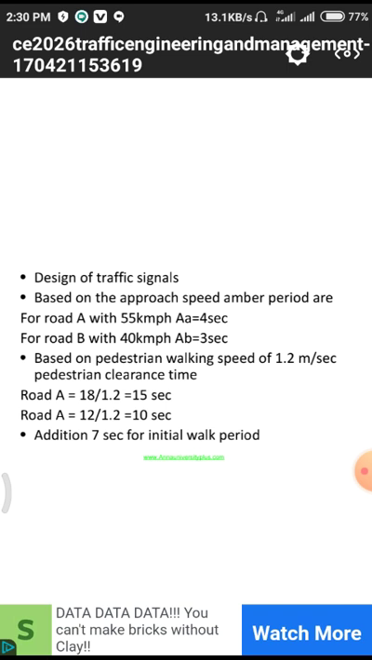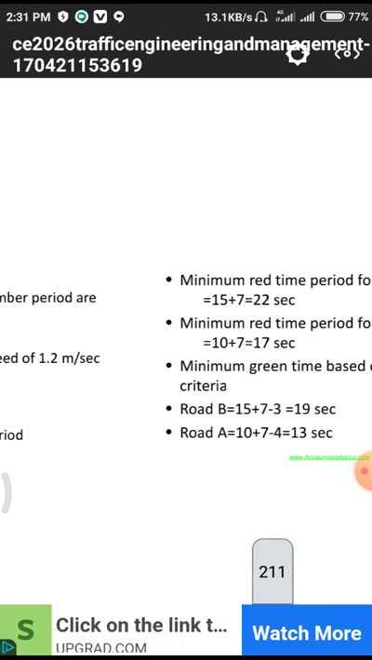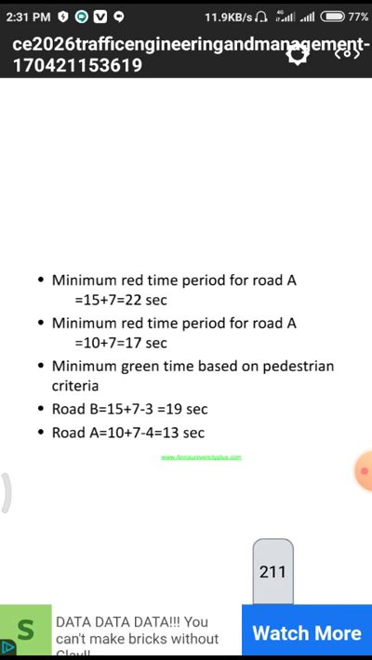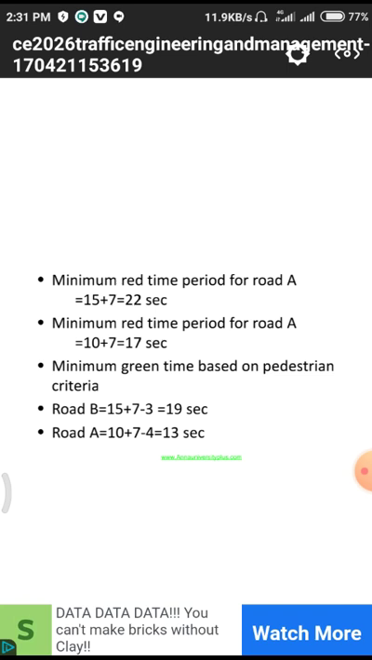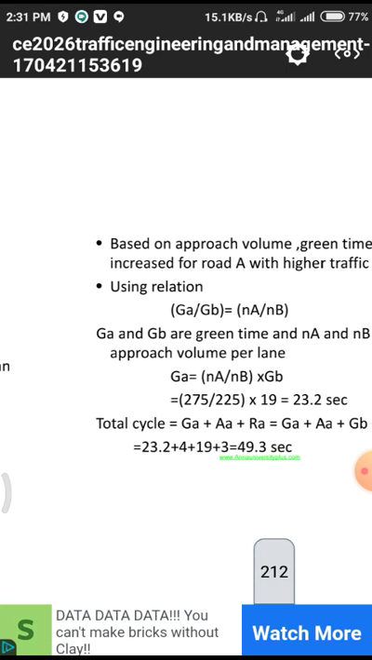So we add 7 seconds to the initial walk period. 15 plus 7 we get 22, and for road B, 10 plus 7 we get 17 seconds. So we have to remove a minimum time for the pedestrian criteria. Road A equals 15 plus 7 minus 3, road B equals 10 plus 7 minus 4. So these are the values we got.